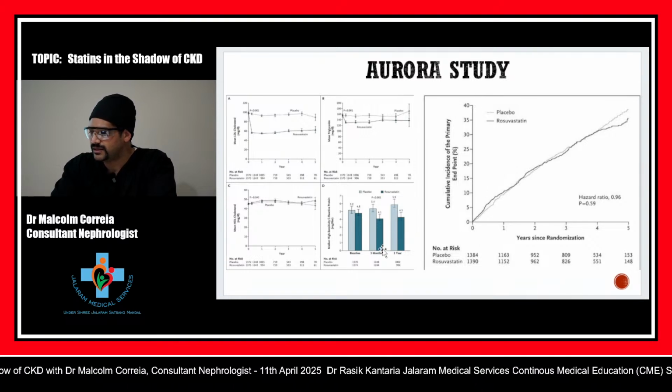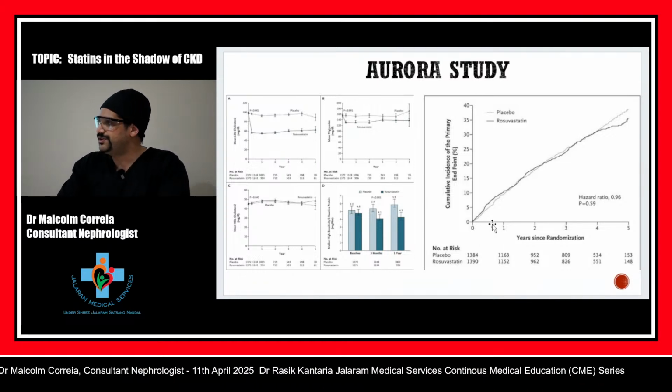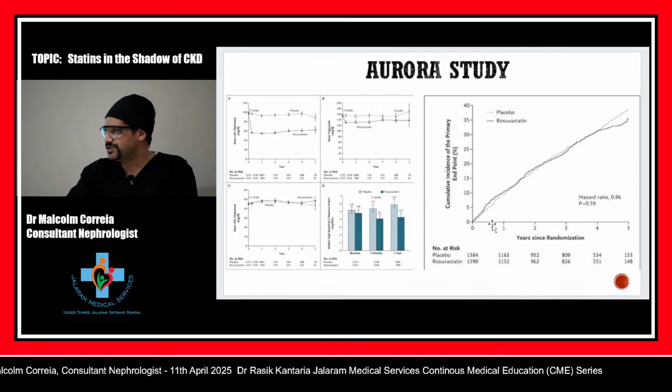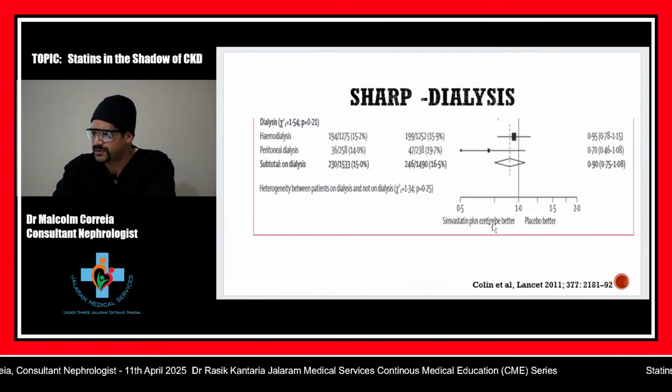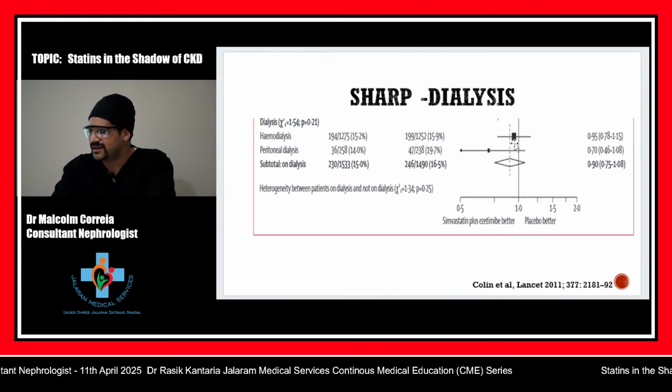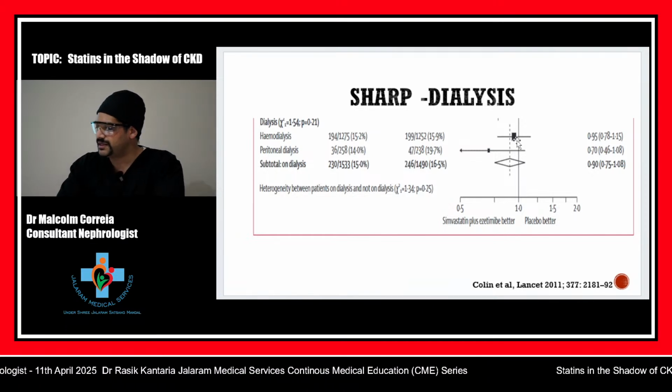As well, in the Aurora study, there was a reduction in the lipid profiles, but the cardiovascular death risk did not change at the end of the study. As well as in the SHARP study, we find that patients on hemodialysis didn't really find much of a benefit. It's almost at the baseline, okay?